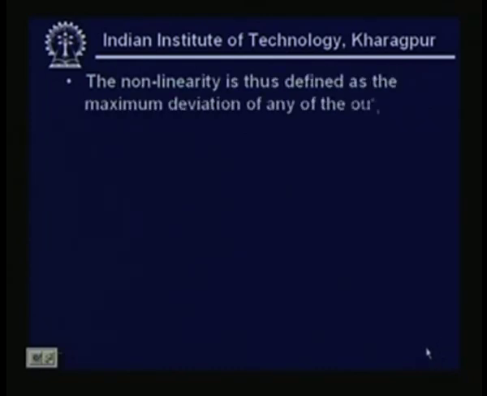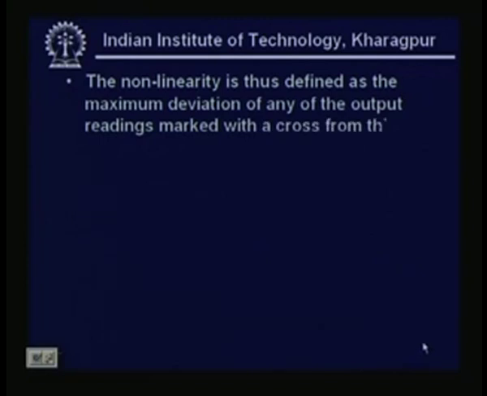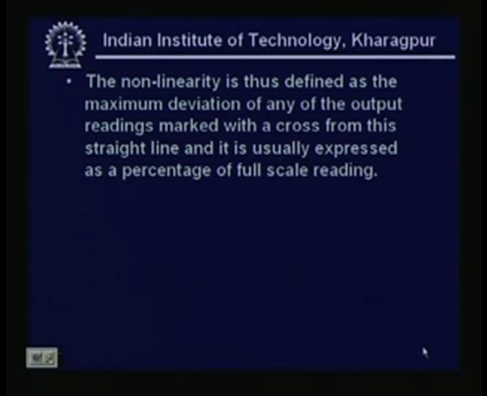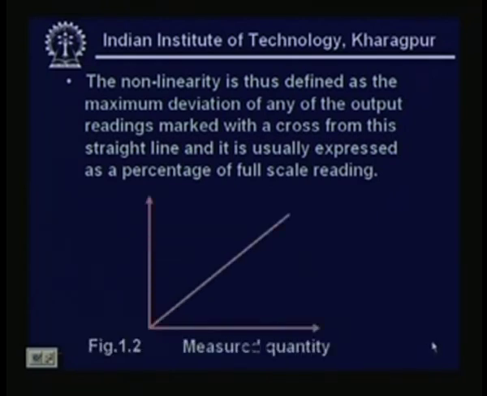Nonlinearity is thus defined as the maximum deviation of any of the output readings marked with a cross from the straight line, and it is usually expressed as a percentage of the full scale reading. You see that we talked about figure 1.2, measured quantity.